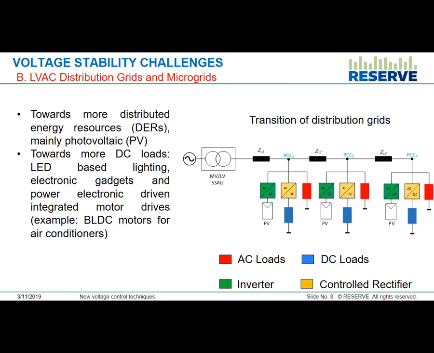In terms of lighting, and for example in countries like India, where I'm originally from, since it's a hot country, you need a lot of air conditioners, and all these air conditioners are moving from induction motors towards brushless DC motors. So power electronics and motors come together in something called integrated motor drives. And of course, electric vehicles are also coming up.